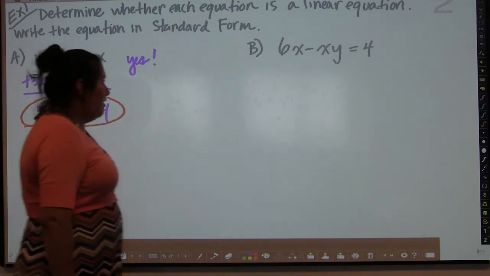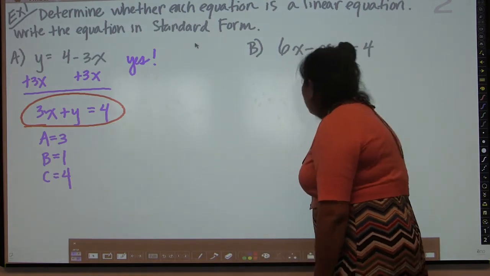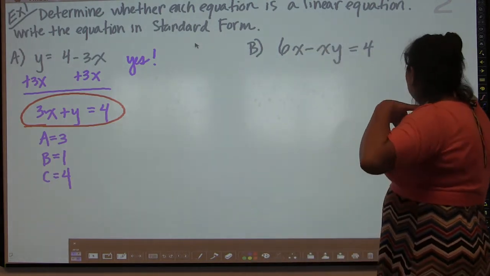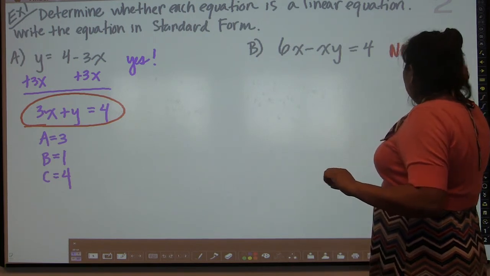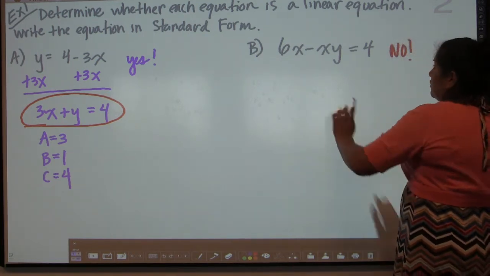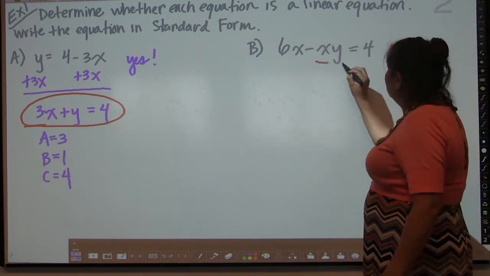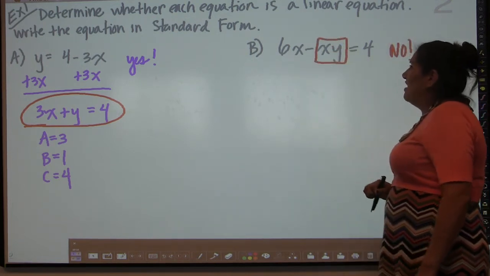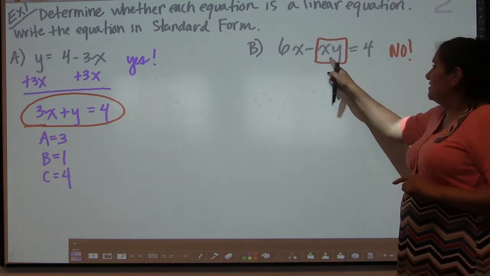Okay, so now you want to move on to part B. And this guy is actually, if you were thinking that it's a yes, it's actually a no. And I will explain why. Yes, you have x to the 1 power, y to the 1 power. But herein lies the problem. That you have the product of x and y. You can't have two variables in the same term.